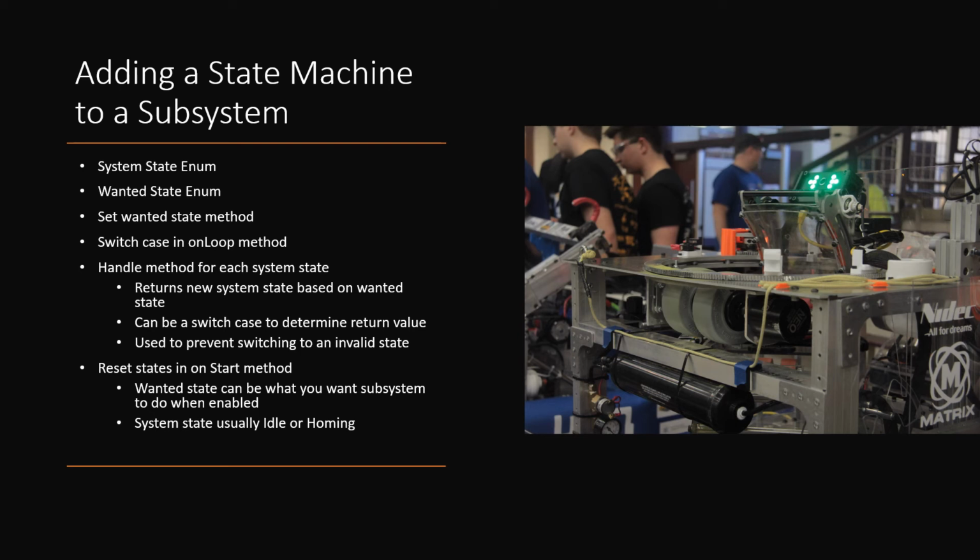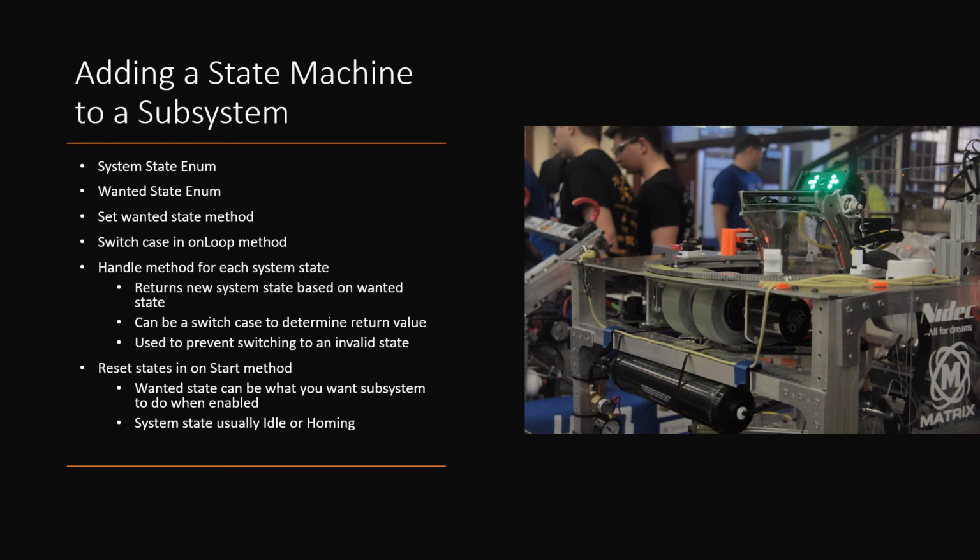Now, to convert between the wanted state and the system state, you'll see many times we have a switch case statement. The handle method is also used to do whatever the system state does. So say we have a shooting system state. This would contain the code to actually have the flywheel shoot.